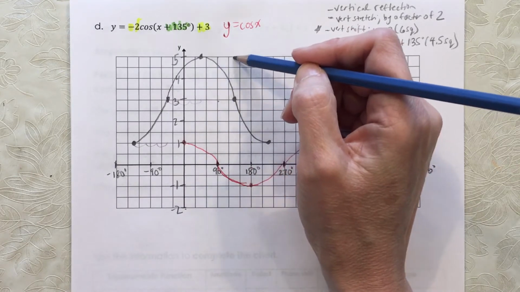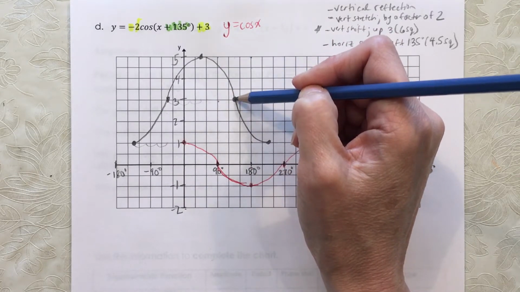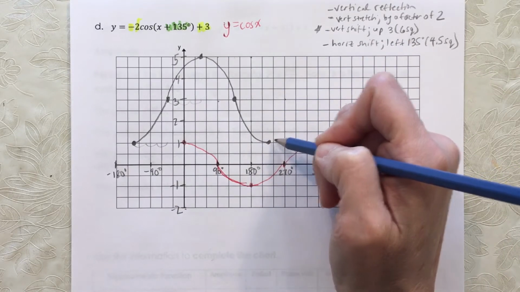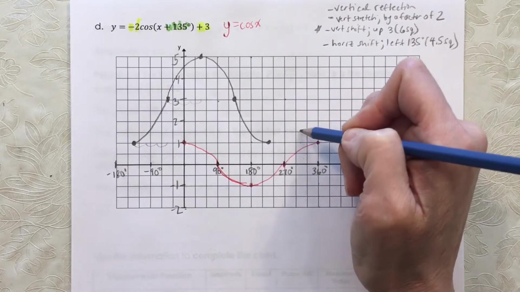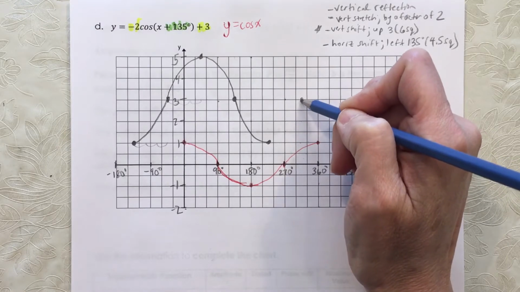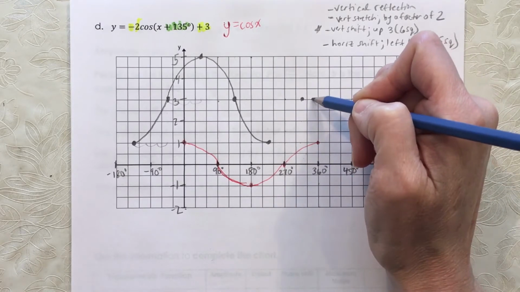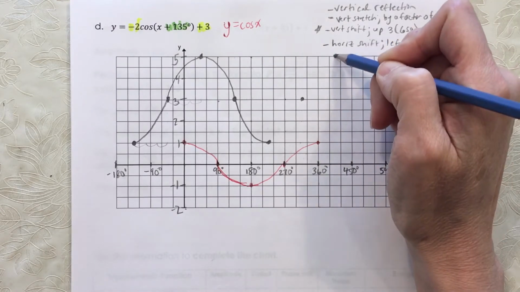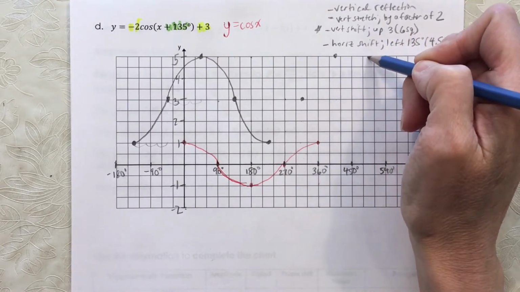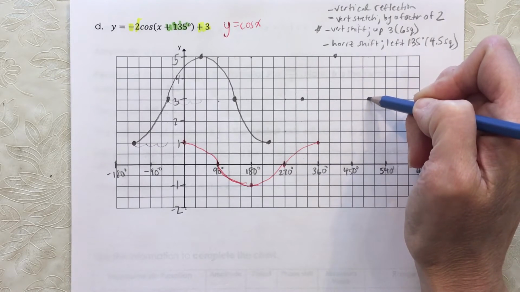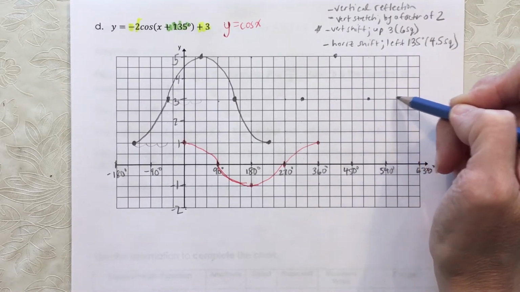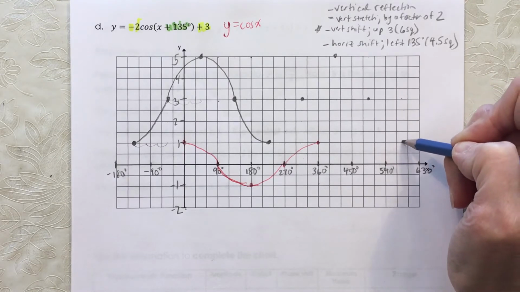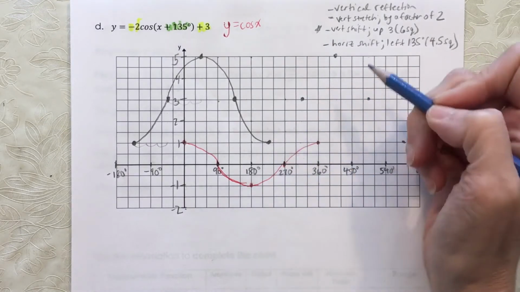Over 1, 2, 3, down 4. Over 1, 2, 3, down 4. So we're going to go over 1, 2, 3, up 4. Over 1, 2, 3, up 4 again. Over 1, 2, 3, down 4. Over 1, 2, 3, down 4 again. So that should be our second cycle.